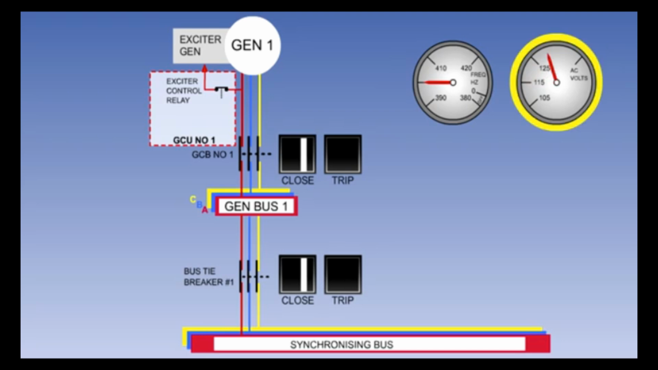If the generator develops an overvoltage or overexcitation fault, that is to say, if the output voltage or the field excitation current flow becomes excessive, the GCU will open the exciter control relay. This will cause the generator output to fall to a residual value. It will also open the generator control breaker to disconnect the generator from its load bus bar.